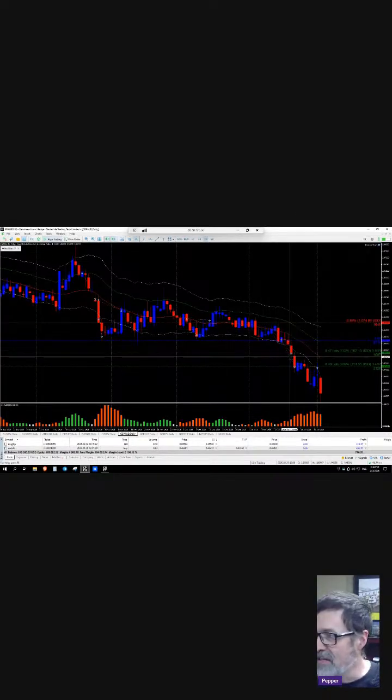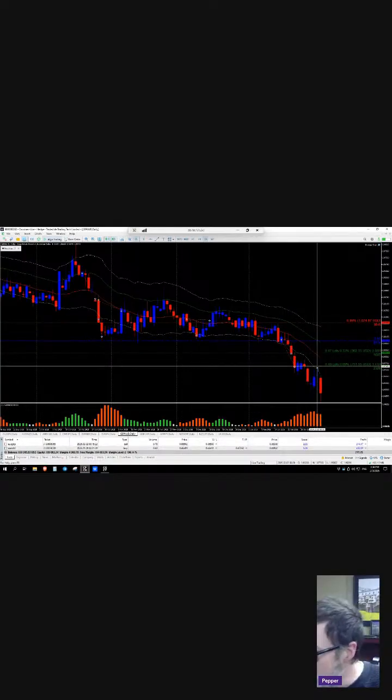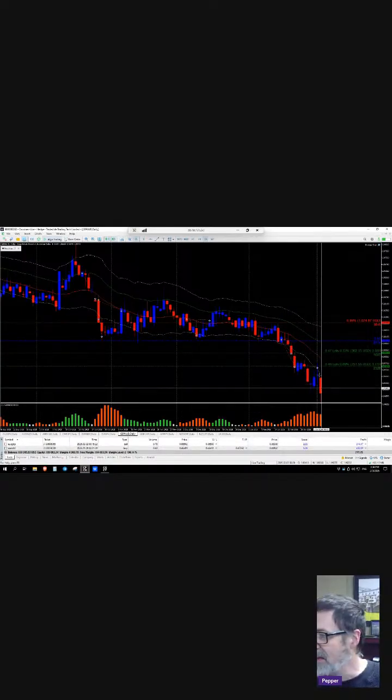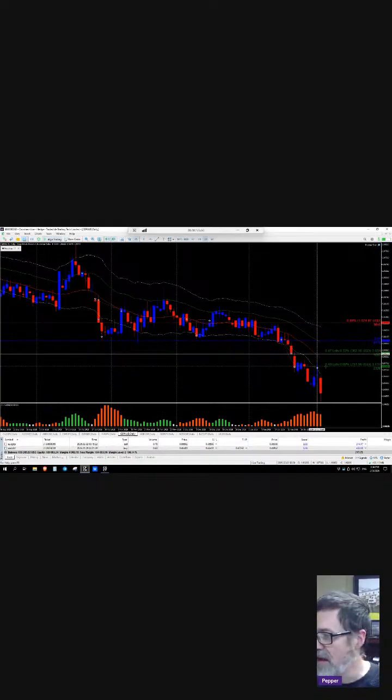Anyway, Pound Aussie hit my second take profit here, I moved my stop loss to trailing, and it just tagged it right there and then kept on going. So I'm out of that trade because of that.